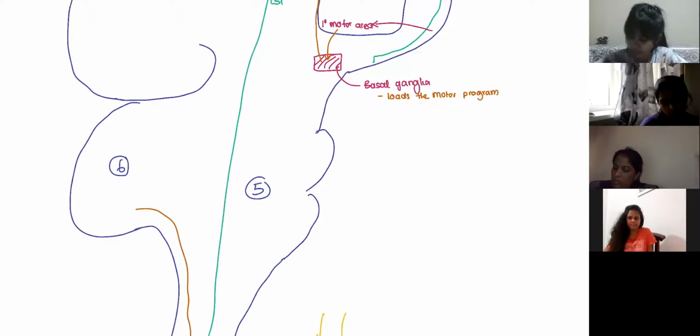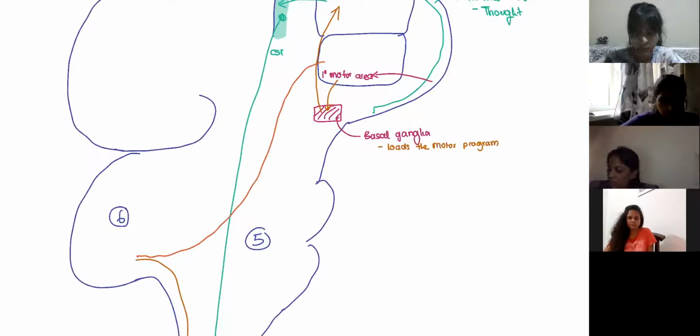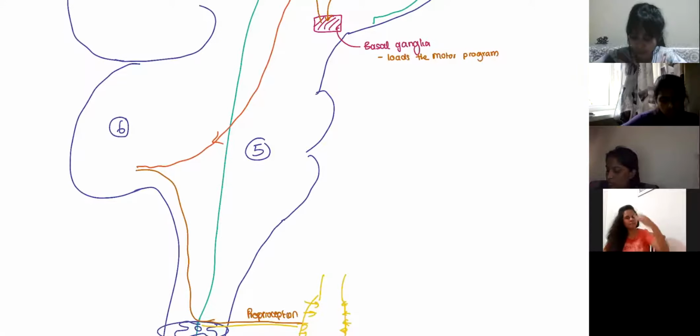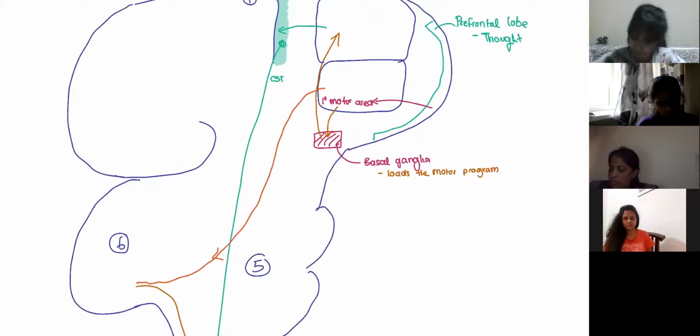Okay. So the first secretary not only contacts the basal ganglia, telling it to load the motor program, it asks, where are the muscles currently? Did you understand? If you didn't, you can ask me. Unmute and ask. Okay. And this cerebellum will inform the second secretary directly.